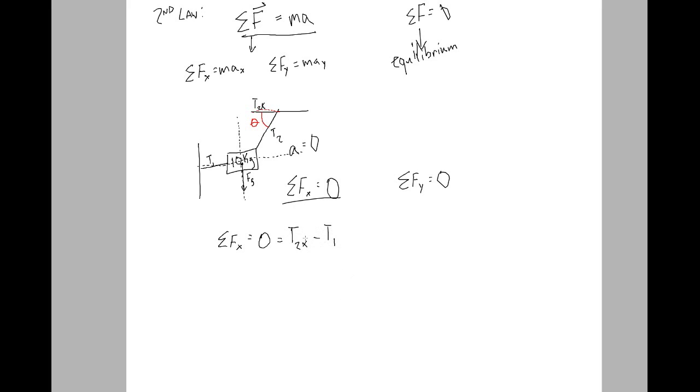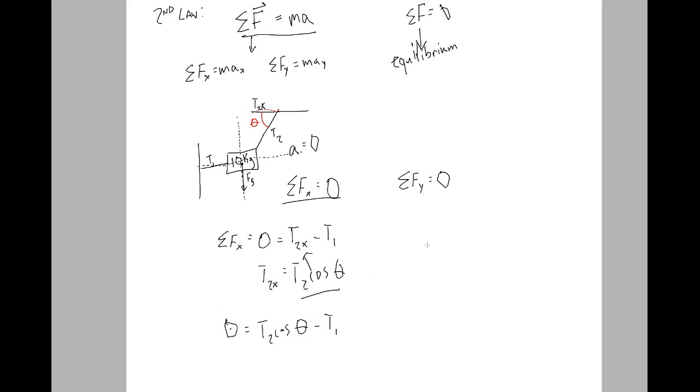Now, what is T2x? Well, we can use this angle, and this is the adjacent to that angle. So T2x becomes T2 cosine of theta. Now I can plug that in. So I've got 0 equals T2 cosine of theta minus T1. Those are all my forces in the x direction. So now I've got two unknowns here.